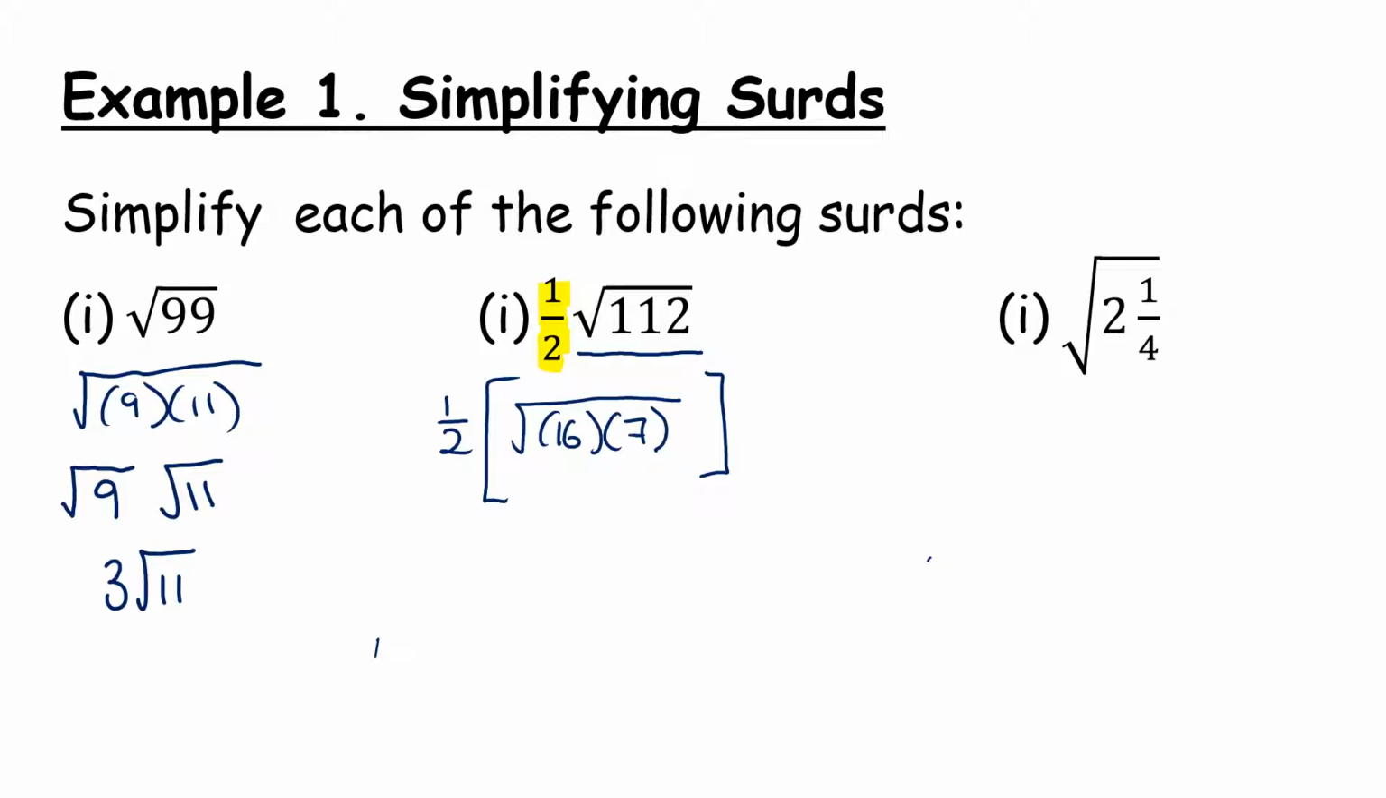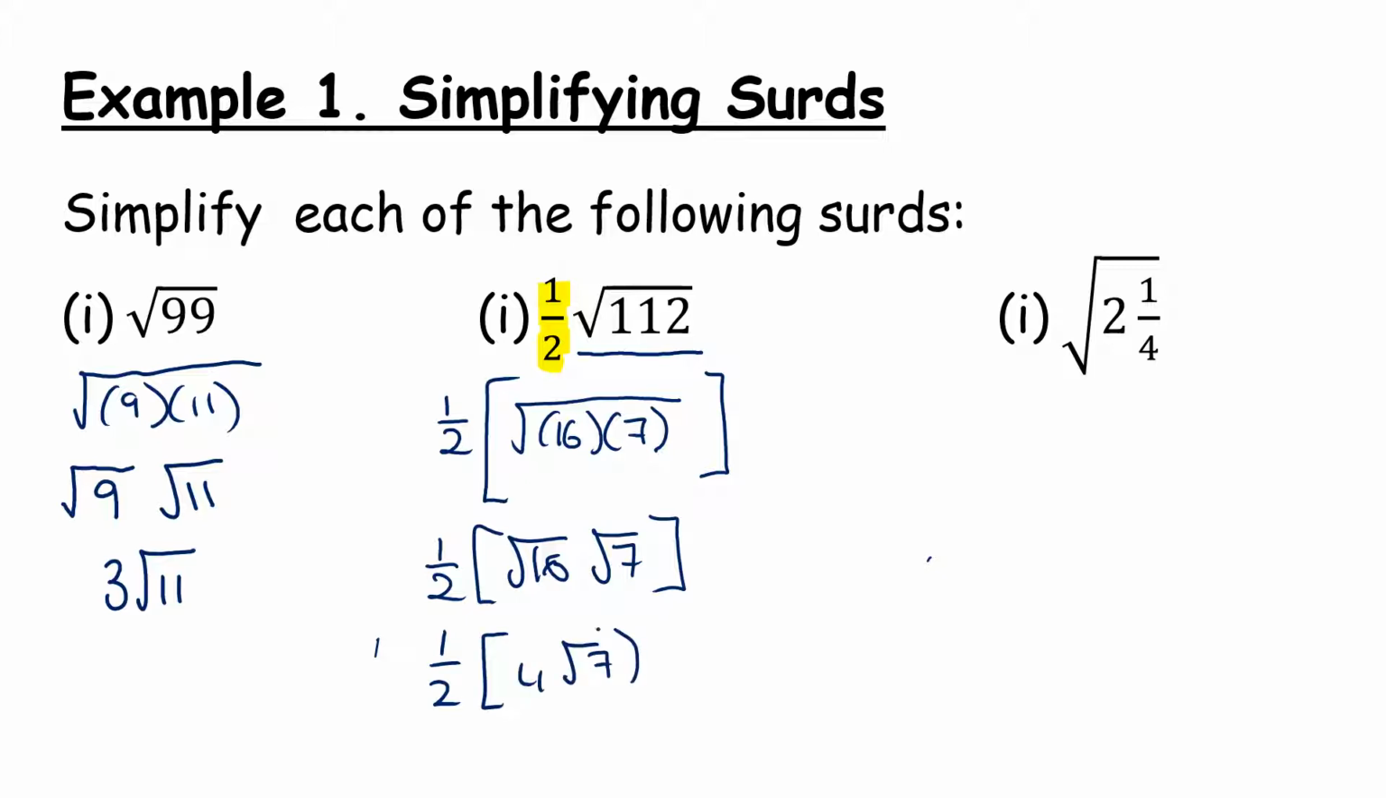The next one is 4. So 112 divided by 4 gives me 28. And when you see the number 28, hopefully you know that 4 also divides into that. So you'd say, well, actually 4 isn't the biggest perfect square that goes into it. So we're going to get a half of the square root of 16 by the square root of 7, which gives me a half of 4 root 7, and a half of 4 is going to give me 2 root 7, and that's my answer.